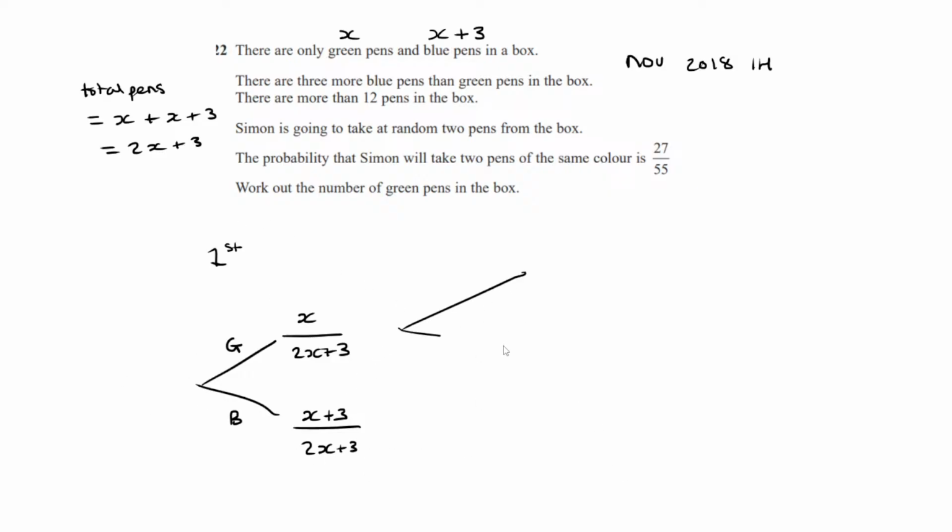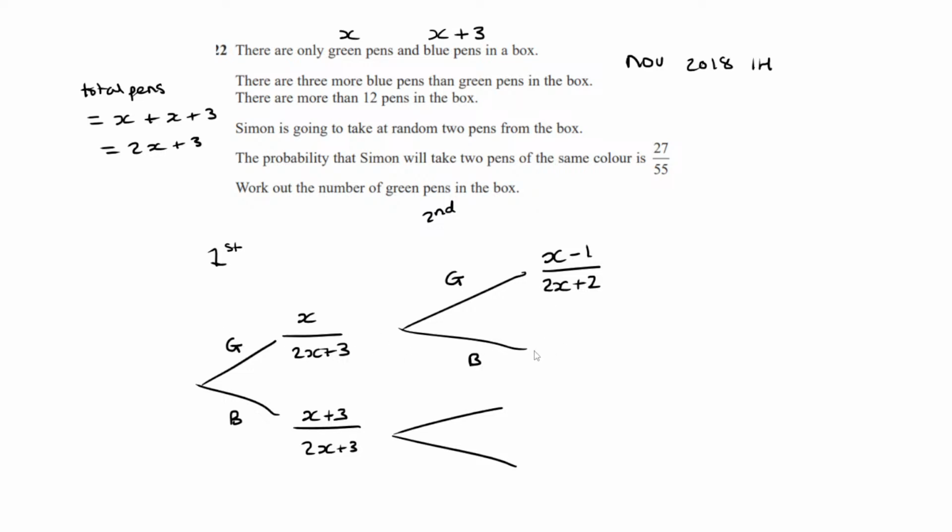Now the second pen is where it's a bit more complicated. Because it says Simon is going to take at random 2 pens from the box, I'm assuming that he's not replacing them. You know how sometimes they say they take 1 and put it back. No, I don't think he's replacing it. So when I follow this branch, we've already picked 1 green. So in terms of picking another green, there'd be 1 less, but also there's 1 less pen in the box. So now it's 2x plus 2 at the bottom. Not only has the numerator changed, the denominator as well. So just be careful of that.